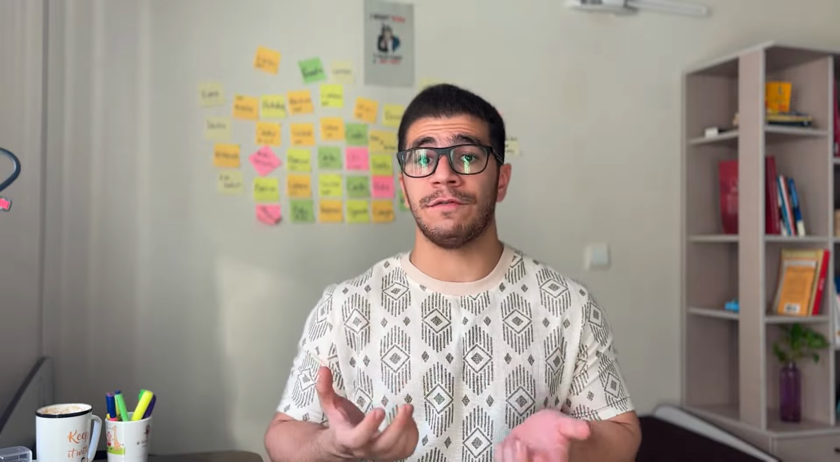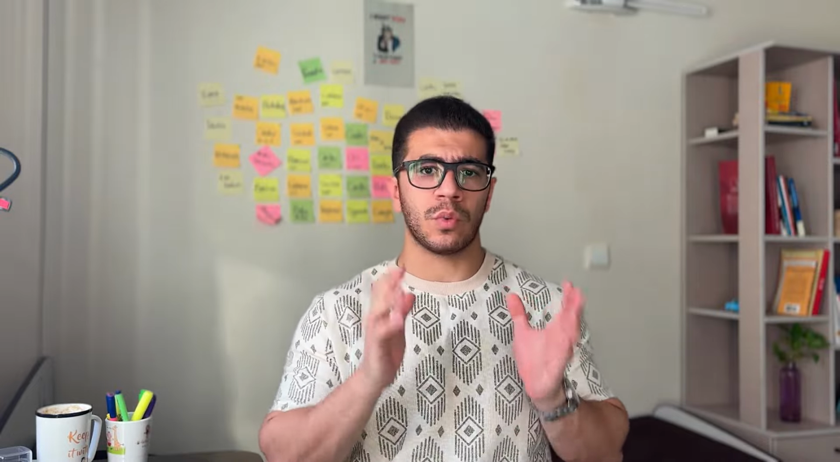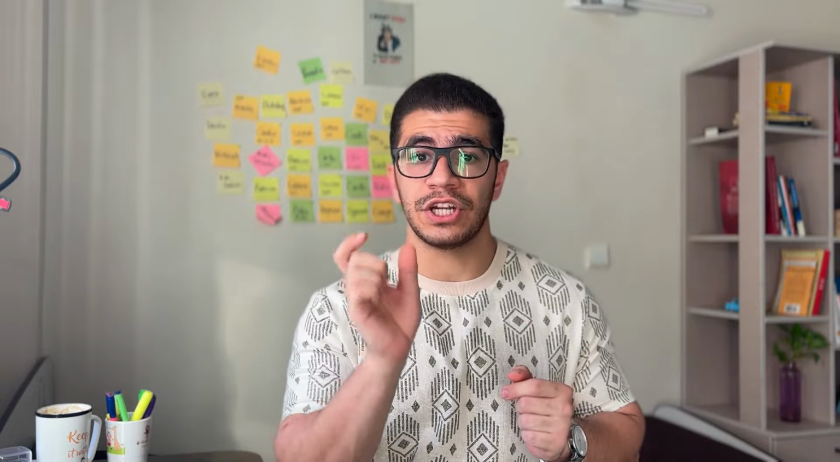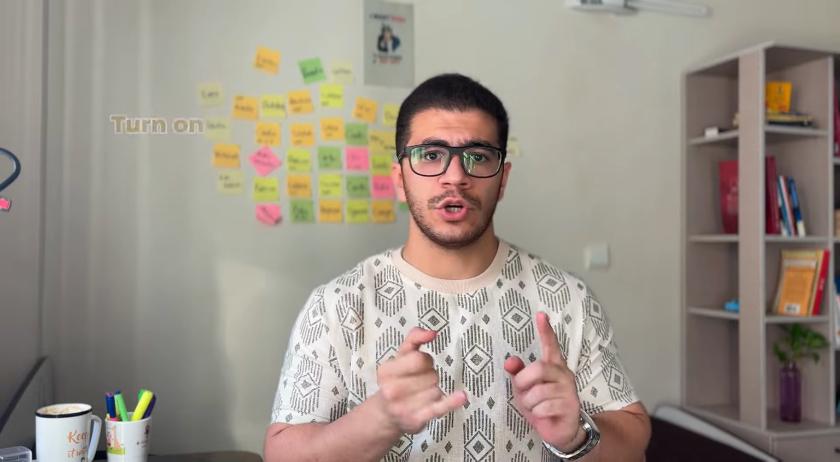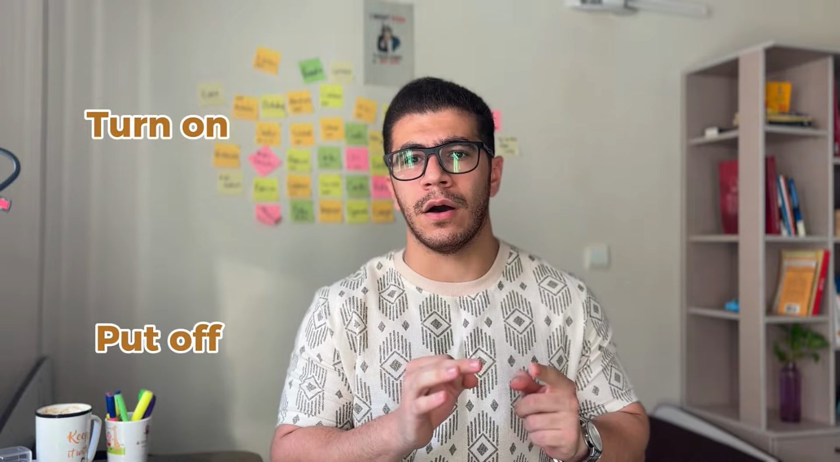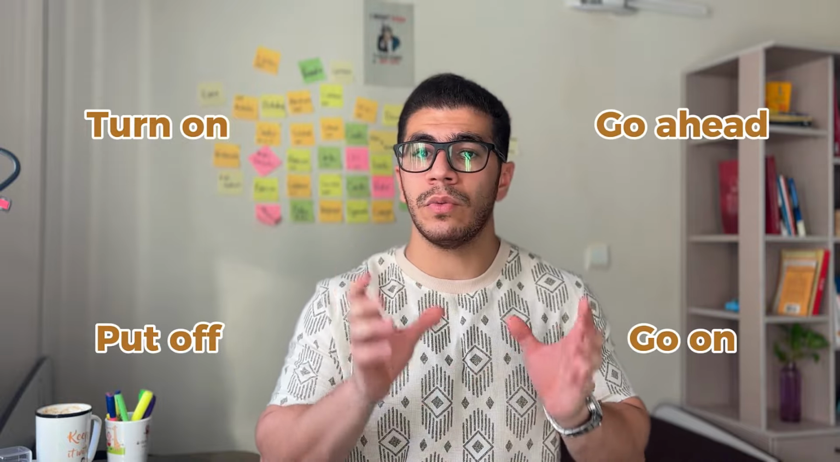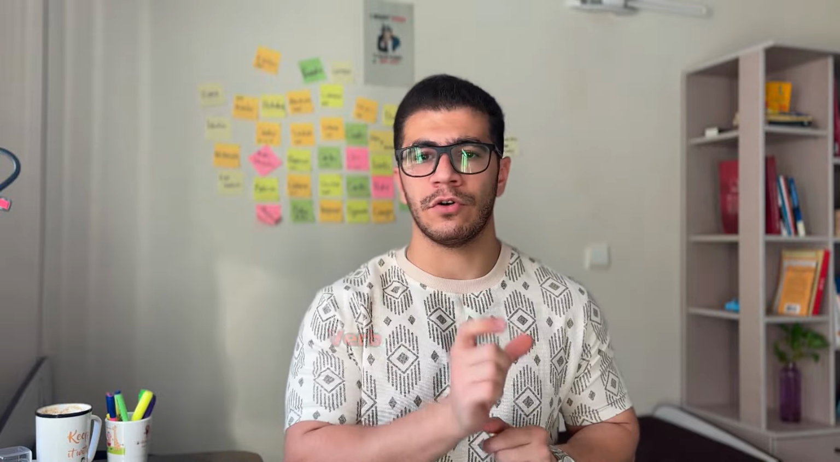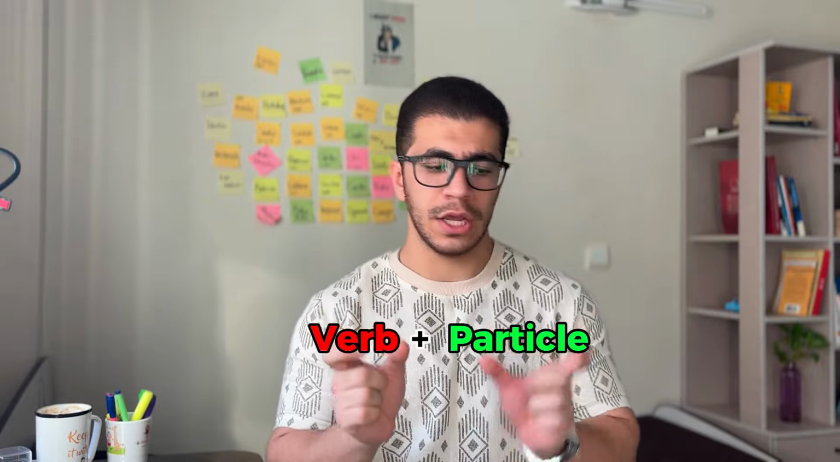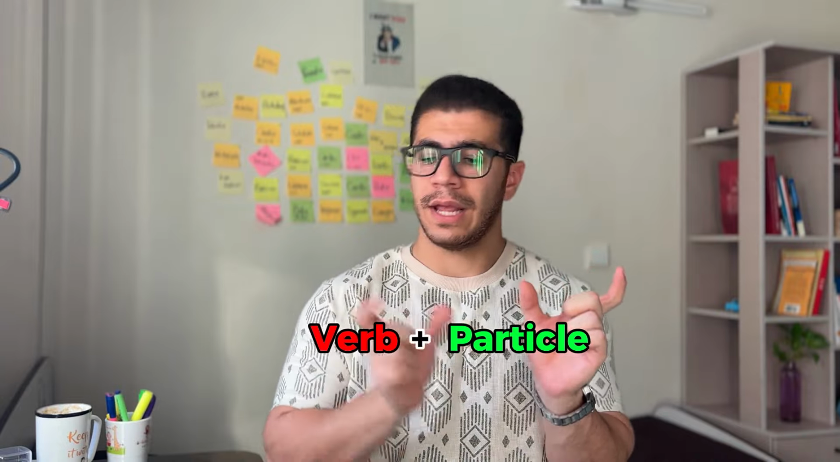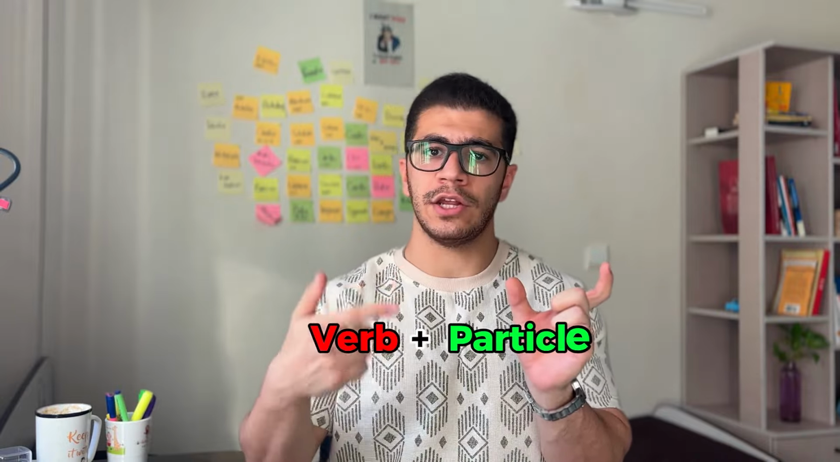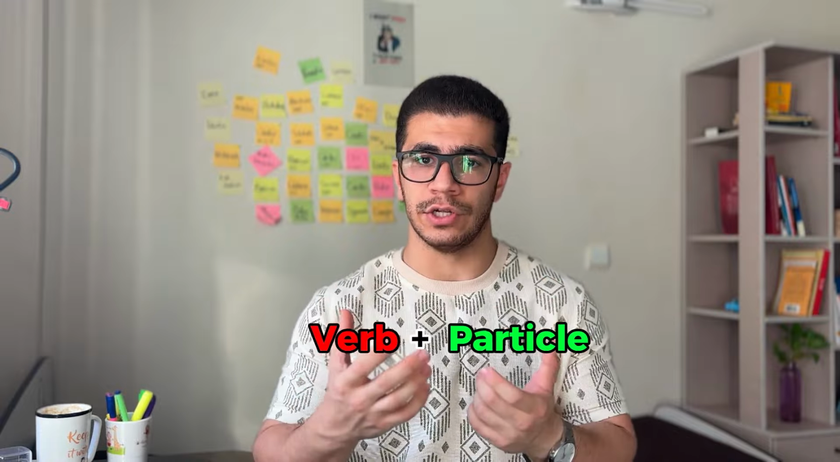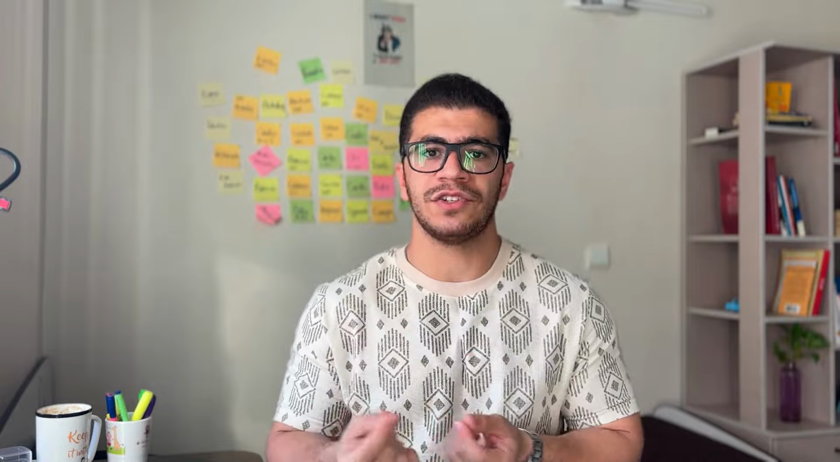Okay, in the first place, we must know what a phrasal verb is and how it functions. A phrasal verb is a group of words that function as a single verb. Words like turn on, put off, go ahead, and go on. These groups of words have two parts. The first part is a verb and the second one is a particle. We keep the first part, the verb, and then when the particle is changed, the meaning of the whole group changes. But remember, these phrasal verbs are mostly used in informal contexts and situations.